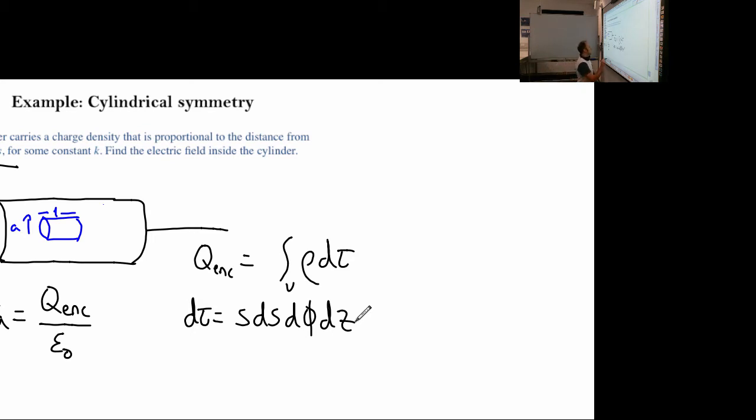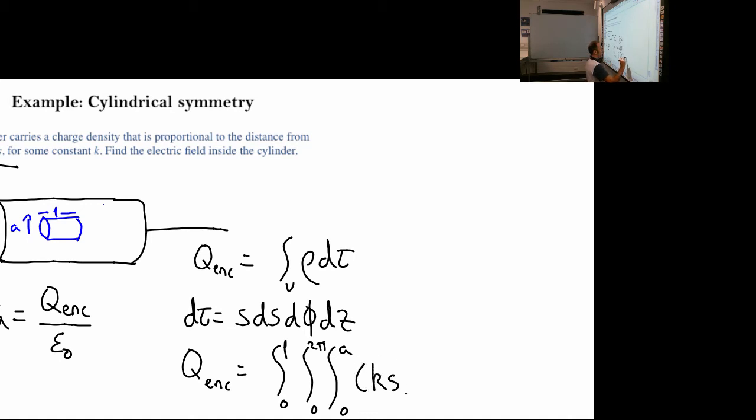Okay, so let's write this out in a little bit of detail. So we have the total charge enclosed will be equal to a triple integral. For z, it's going to be between 0 and L. For phi, it's between 0 and 2 pi. And for s, it's between 0 and a. Rho is equal to Ks, and we have s ds d phi dz.